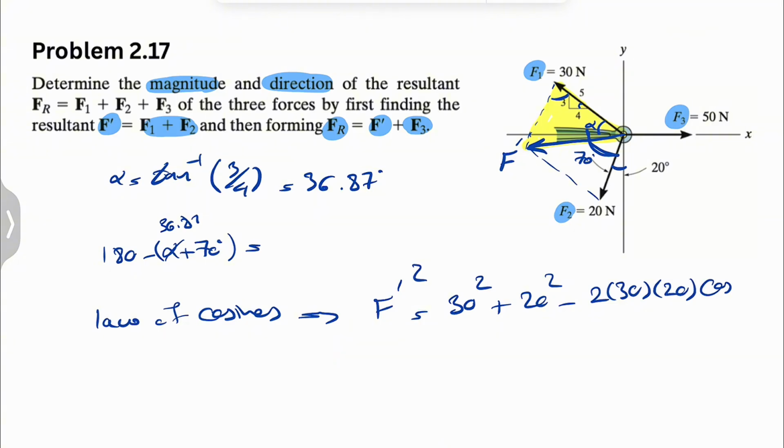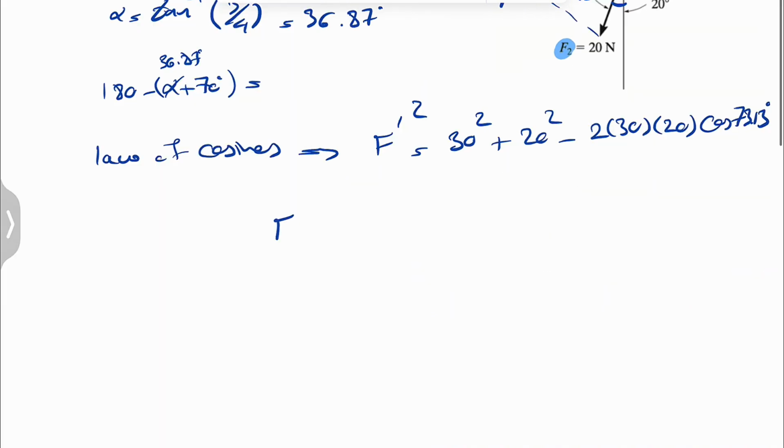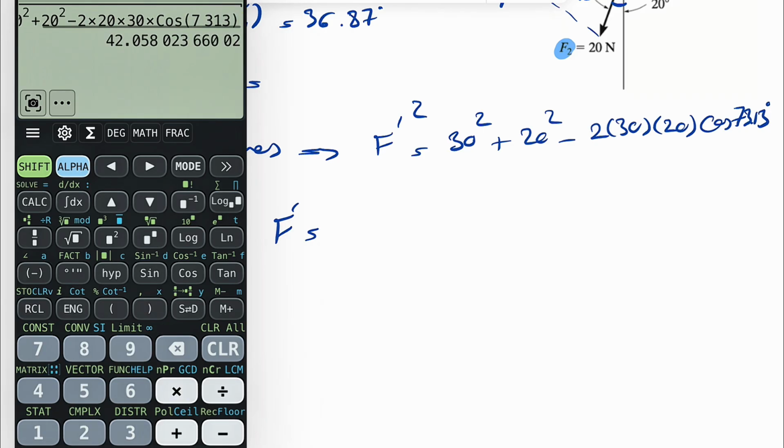So 180 minus 36.87 minus 70 degrees. That angle would be 73.13 degrees, and that's the angle that we need for the law of cosines. So now we can find the F prime. Let's see what we get. 30 squared plus 20 squared, minus 2 times 20 times 30 times cosine of 73.13, and that's going to give us 30.85 newtons.